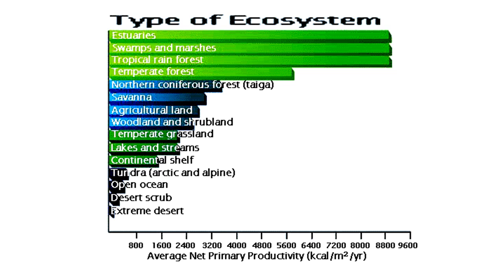Here's our different types of ecosystems. If you remember from the 18-1 notes, we talked about estuaries, swamps and marshes, tropical rainforests. But in this lovely little graph we have the average net primary productivity, in kilocalories per meter squared per year. So we can see that estuaries, swamps and marshes, and tropical rainforest produce the most, where extreme deserts produce the least.